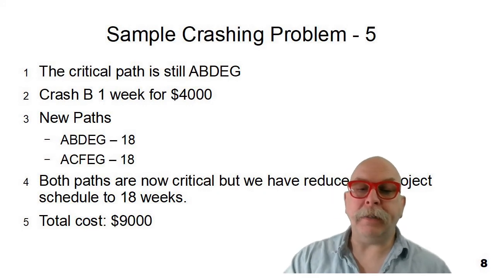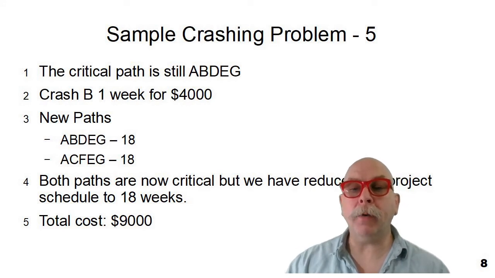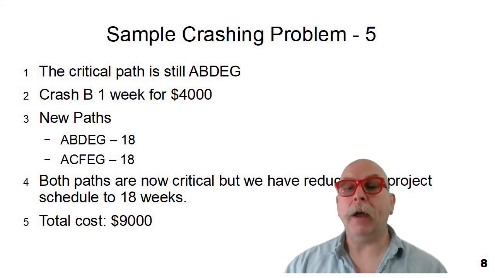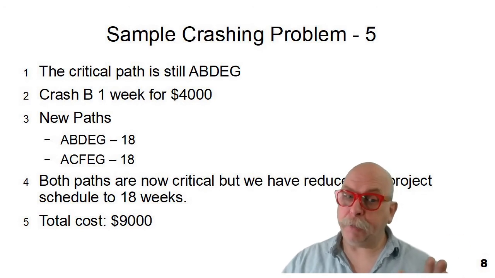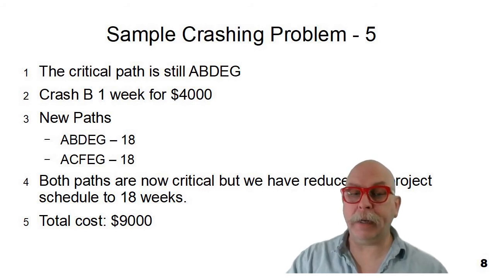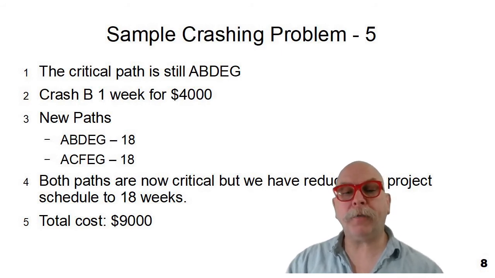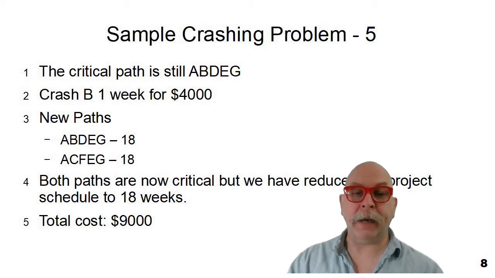The next least expensive item to crash would be item B, and we can crash it by 1 week for $4,000. After the third work package being crashed, we're now down to ABDEG at 18 weeks and ACFEG at 18 weeks. So we've crashed the project down to 18 weeks, but pay attention that now both paths through the project are critical. They're both now on the critical path, and every path through is 18 weeks. And the total cost for crashing this project is $9,000.